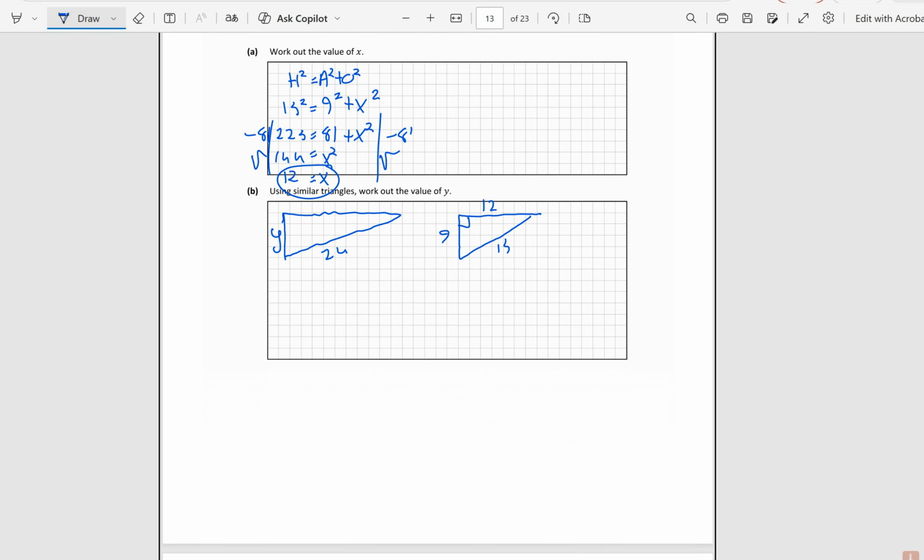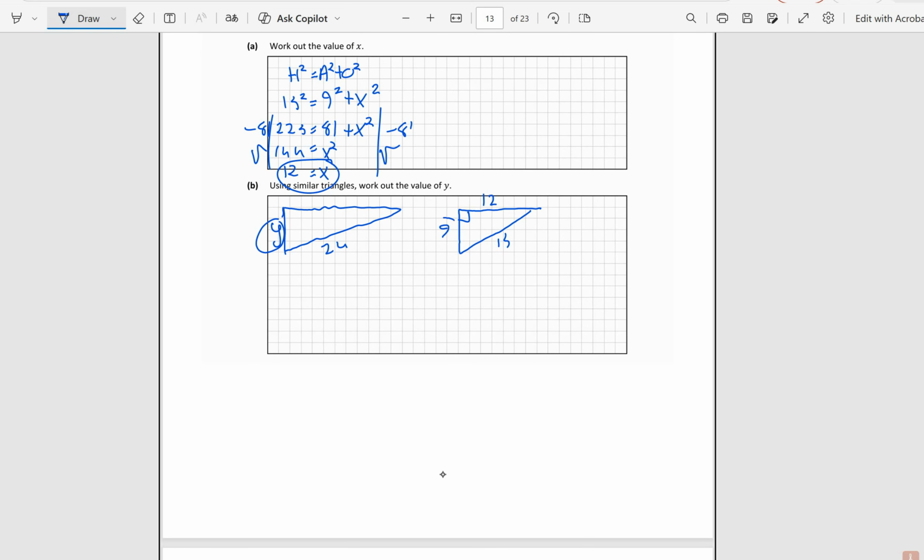Right. So, well, let's match them up. The y matches with the 9. So we put the y on top, the 9 on the bottom. The 24 matches with the 15. So the 24 on top, 15 on the bottom. Okay, we cross multiply. We get 15y equals 24 by 9. So I'm using the calculator. 216. Divide by 15. We get y equals 216 divided by 15 equals 14.4. Okay, doesn't say if it's centimeters or not, so we'll just leave it.